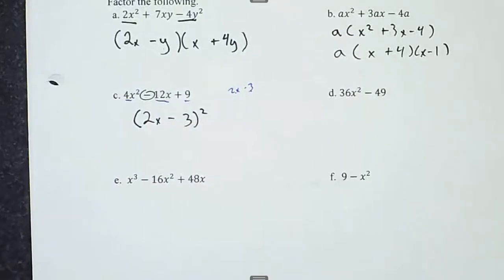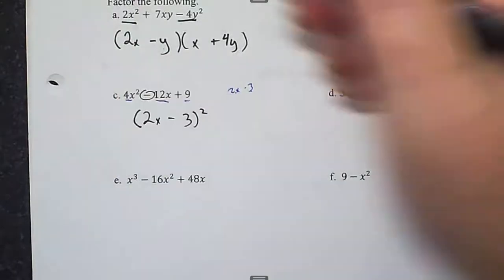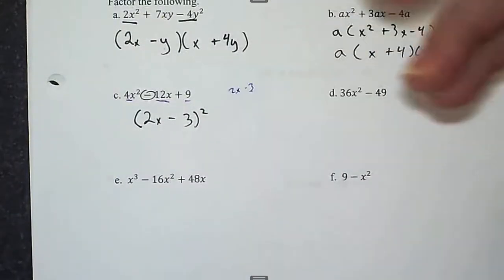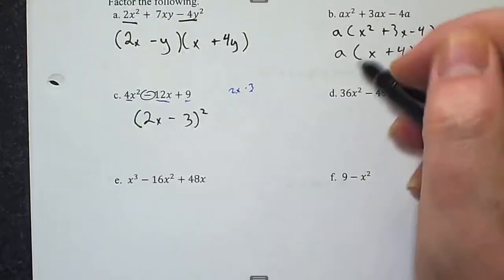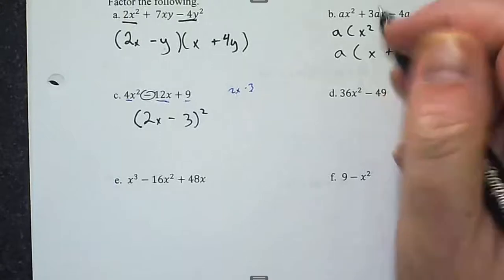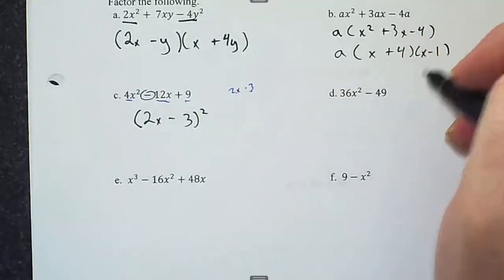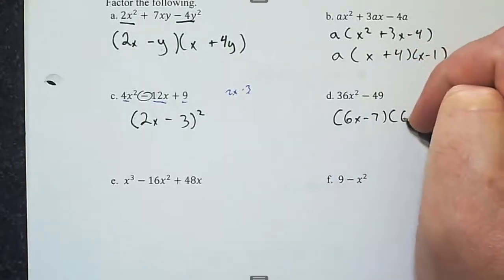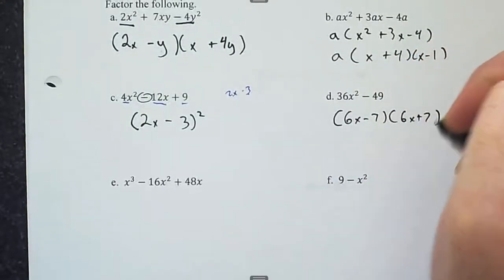Would it matter if I just wrote it out twice? I would prefer the squared. I'd prefer that. This next one is a difference of two squares. Because 36x squared and 49 are both perfect squares. So it's 6x minus 7 and 6x plus 7. Which one you put first doesn't matter.